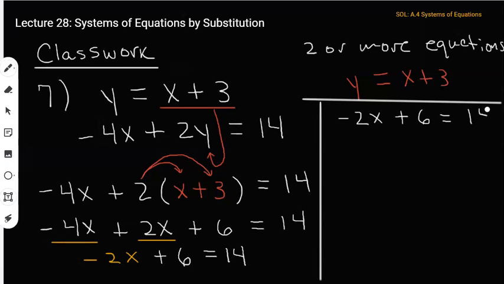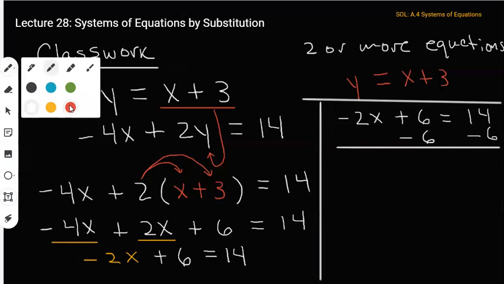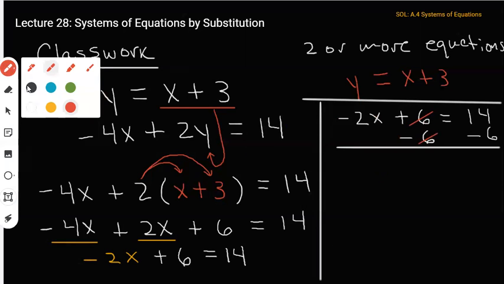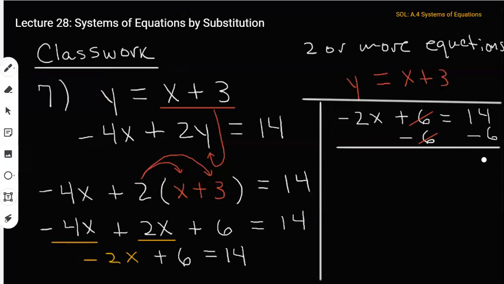Now, I've got to get x by itself. So how can I get rid of this plus 6? You can subtract 6 from both sides, right? I'll go ahead and do that. The good thing about that is the 6 and the negative 6 are going to cancel out. So I can cross them out like this. And then 14 minus 6 on the other side is going to give me 8. And I've still got the negative 2x over here.